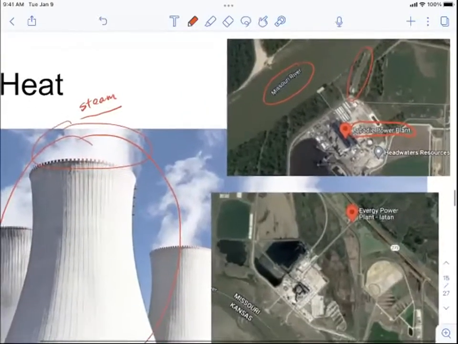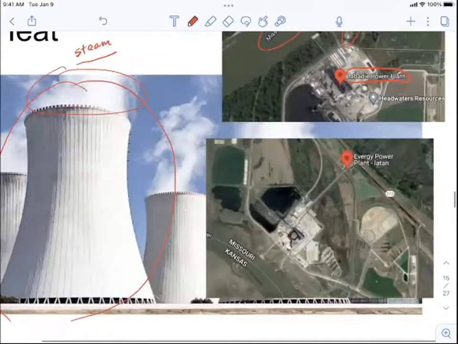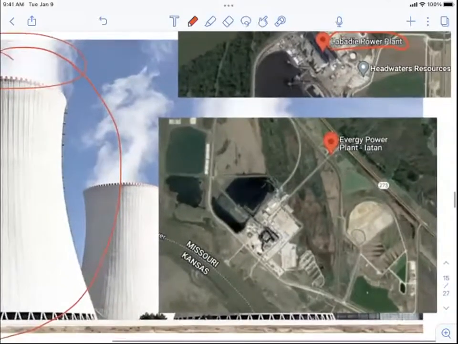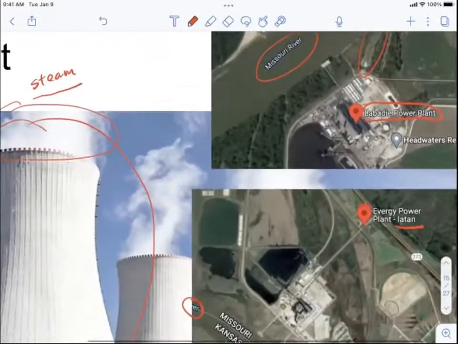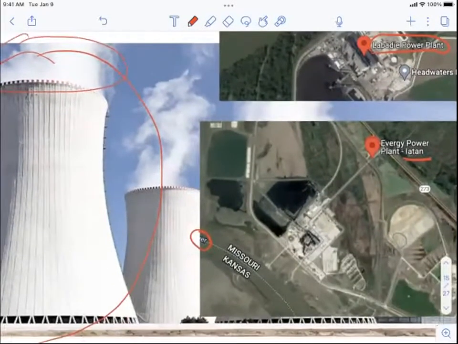Okay, so another major power plant in Missouri is the Iatan power plant. This is built between Missouri and Kansas, and this is also taking the Missouri River water. So basically, it's built nearby, and it can directly take the cool water from the river, go through the heat exchange, and introduce the warm water into the river.